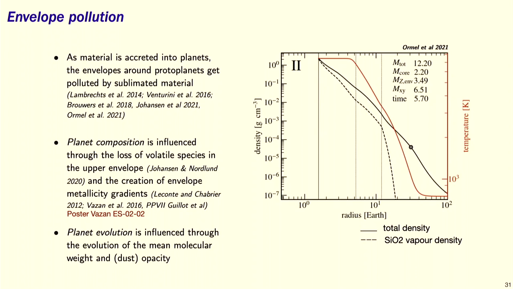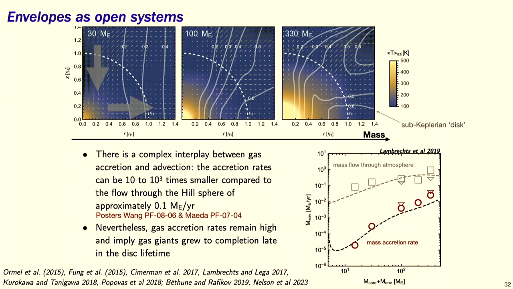So this is an area of attention, but it is made even more complicated by something that we also saw in the previous talk, that many of these envelopes are basically open systems. This is shown in the side view onto a planet that is located at 0, 0. Most accretion occurs through the poles and then leaves again through the midplane. In this plot, you can see the total mass of the planet. If you follow this line here, it shows the mass accretion rate, and this line here shows the mass flow through the atmosphere. You can see that they differ by 10 to 1,000 times, especially in this low mass regime.